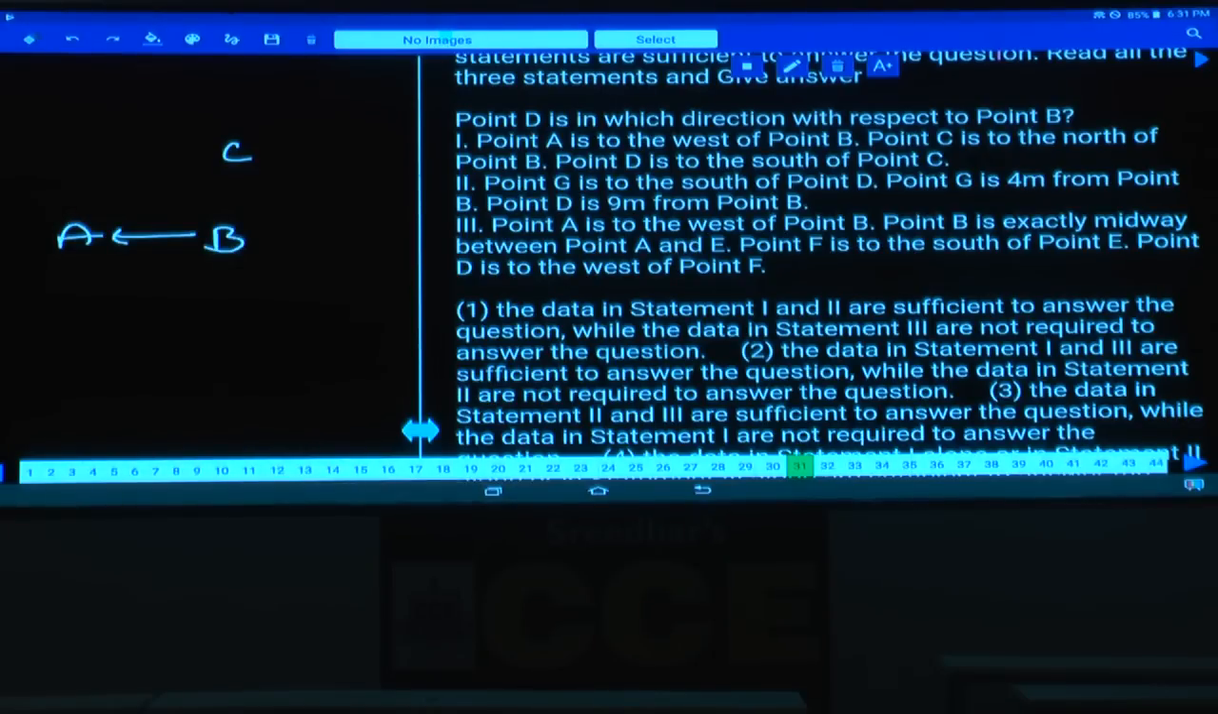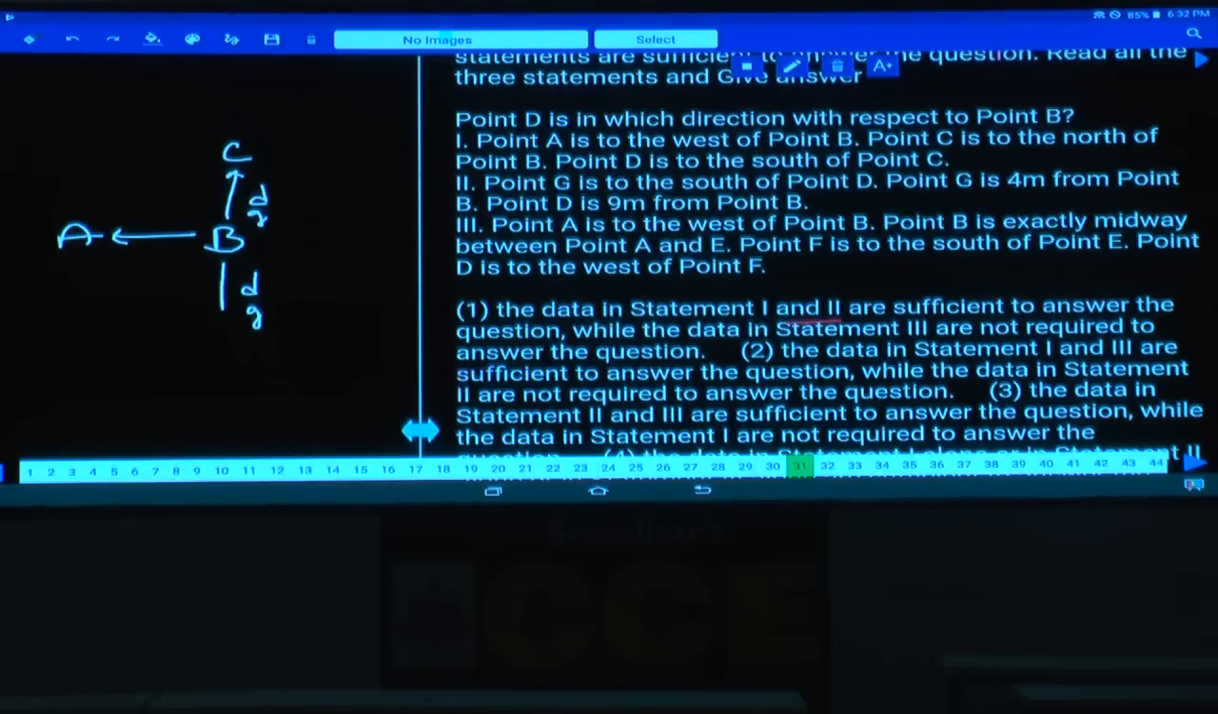Then condition number 2. What is 2 here? G is to the south of D. D is here, G can be south. Or D is here, G can be south. And G is 4 meters from B. G is 4 meters from B means either towards north or towards south. That is also not known. And D is 9 meters from point B, again towards north or south is not known. Hence 1 and 2 is also not sufficient.